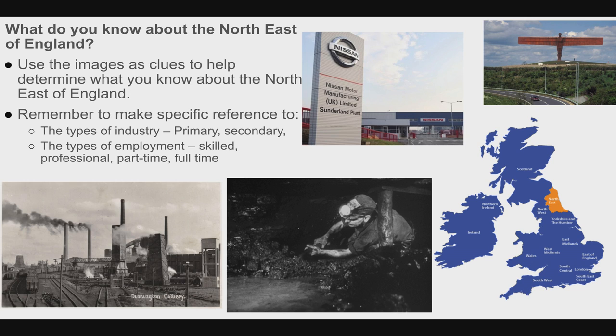Have a little look at the types of images here, and what does it make you think about in terms of the types of industries that are pictured here, the types of employment that would be required, or the skills that are required from these industries. So starting over here then, this is the Angel of the North. It's a big symbol up north. It's just outside of Newcastle. And it's made of iron or steel, and it's a reference to the area's industrial past.